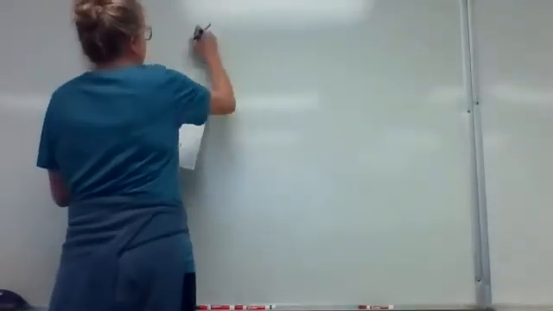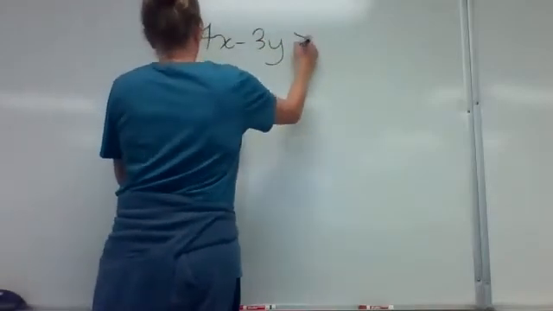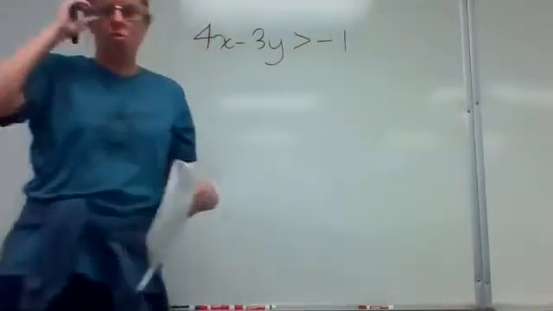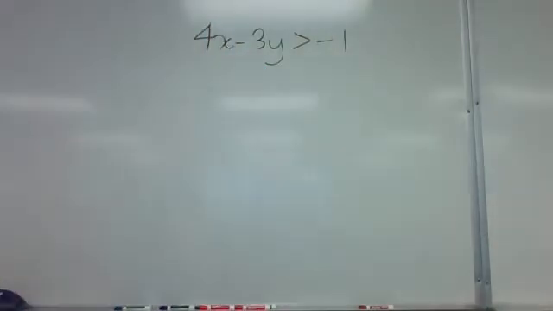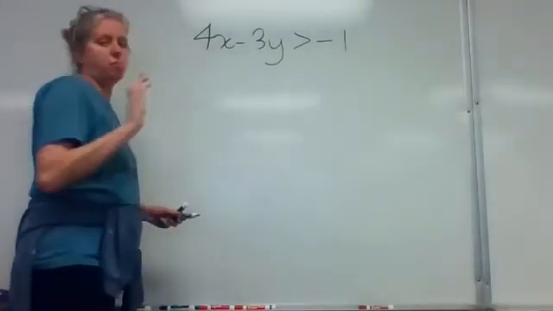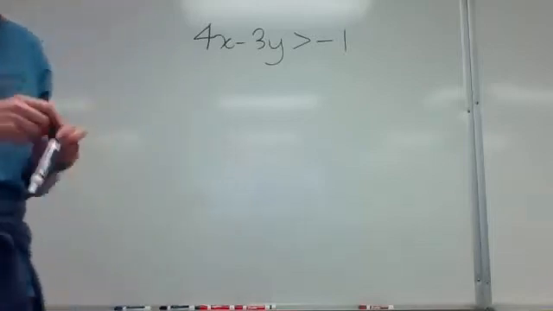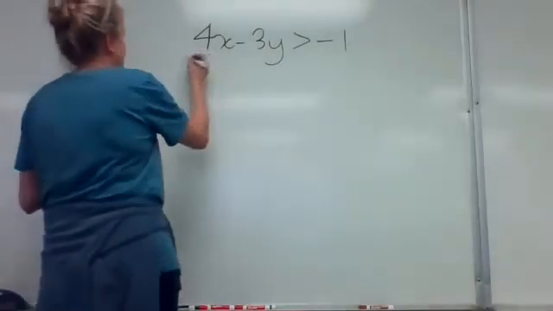Number 6, match the inequality with a graph. You've got 4x minus 3y is greater than -1. So the first thing I need to do, I want to put this in my y equals. So the first thing I need to do is solve it for y. Get the y by itself. So I need to subtract the 4x.